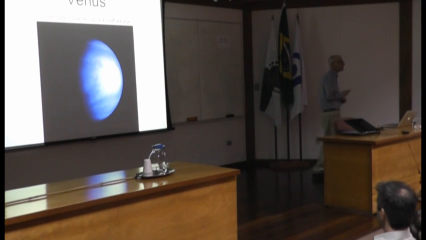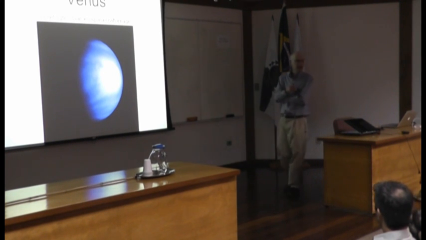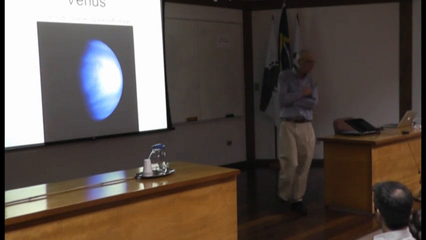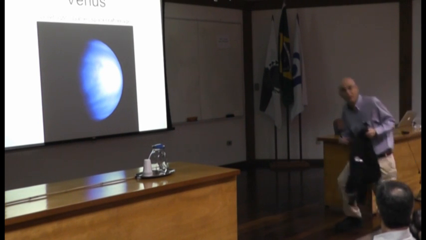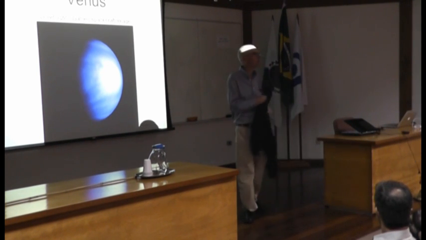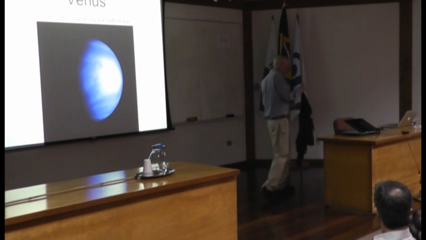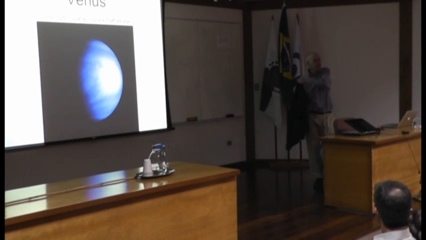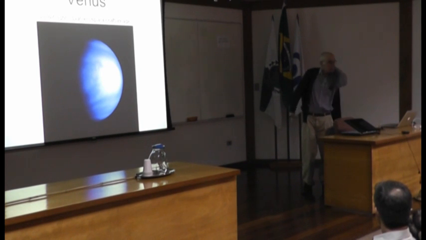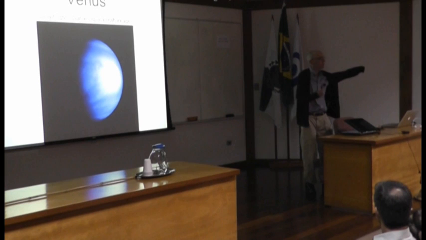Moving out, Venus, nearly a twin of Earth in terms of its mass and radius and bulk composition, but the atmosphere is almost 100 times as dense, a lot more carbon dioxide. Carbon dioxide is a gas that's transparent to visible radiation from the sun, so the energy from the sun gets in.